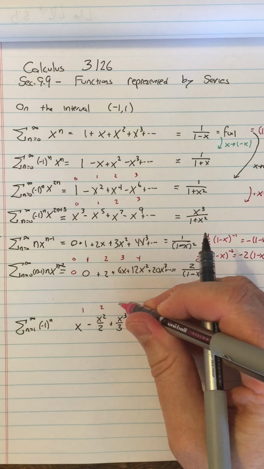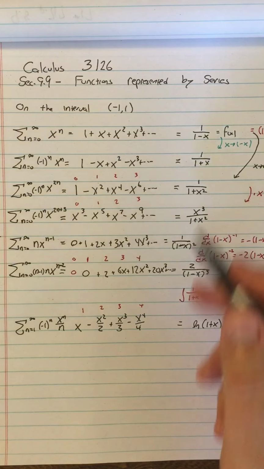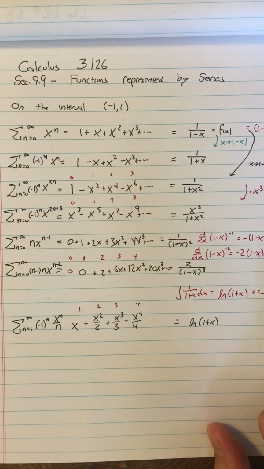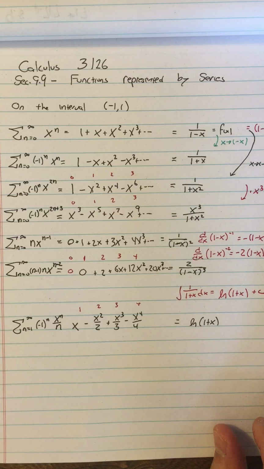You can choose this index variable. Some people choose it differently. In this case, I think it nicely corresponds with what we have over here. And so what I have is x to the n over n. Right, and all of these converge on the interval negative 1 to 1 so far, right? So ln of 1 plus x has to be equal to that.